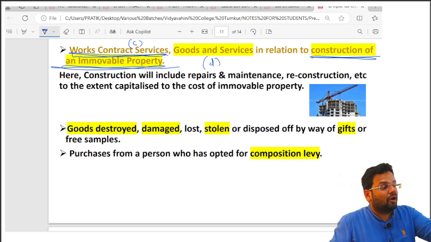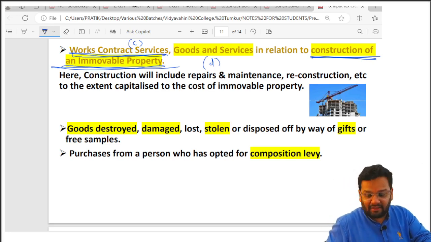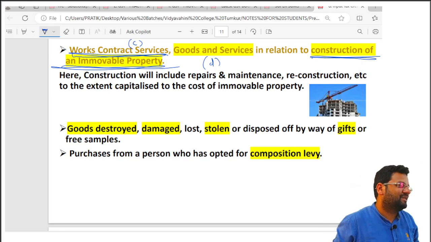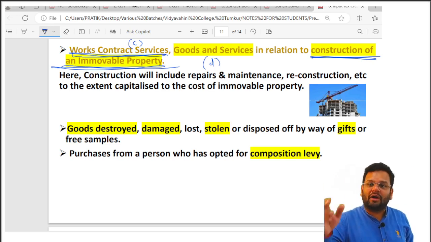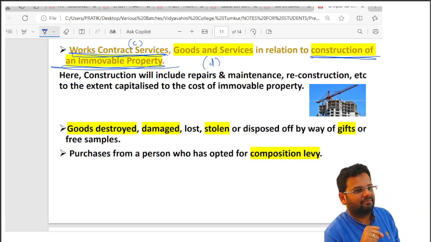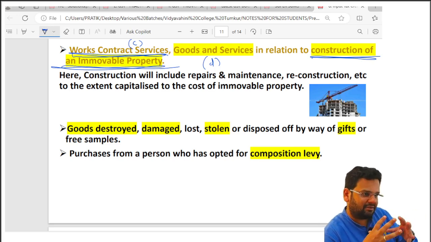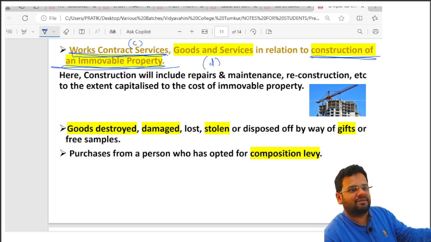Block the ITC. So block the ITC for goods, block the ITC for services, block the ITC for combination of goods and service. Combination of goods and service in this context is called as what? Works contract. Block ITC for that also, if it is used in construction of immovable property. There are something called as pure goods, pure services. Pure means only, but works contract is combination of goods and services. If that is used for construction, block ITC.